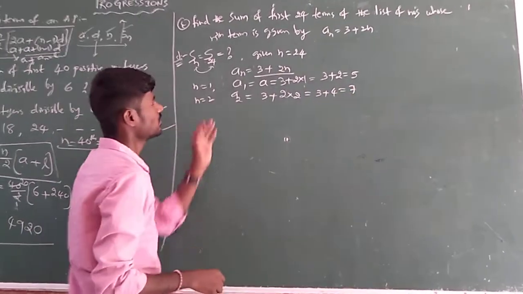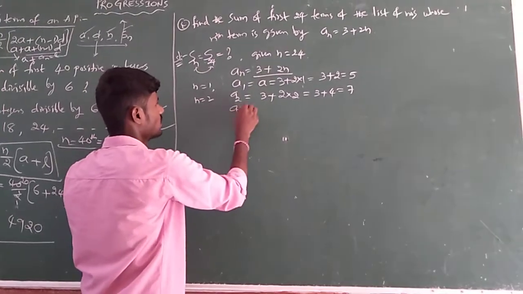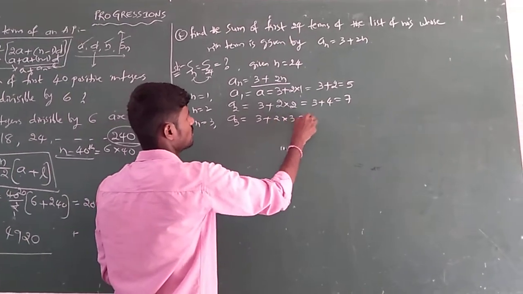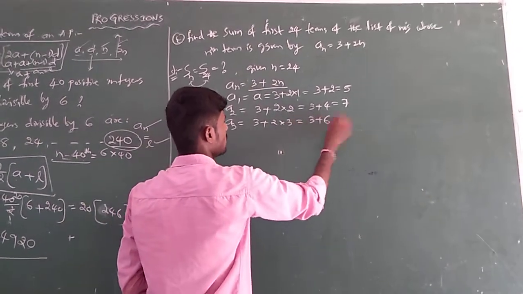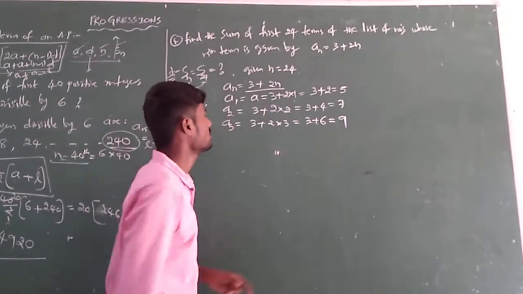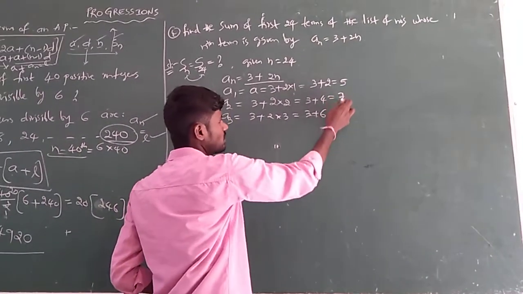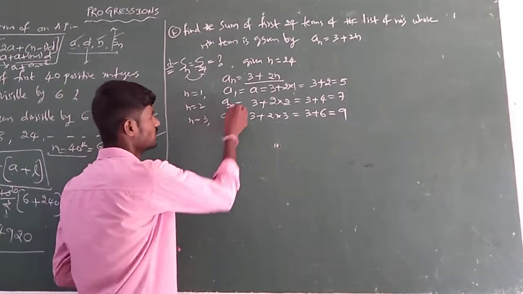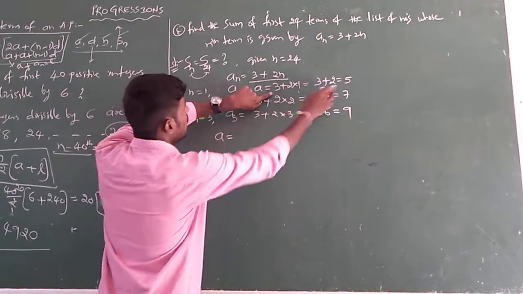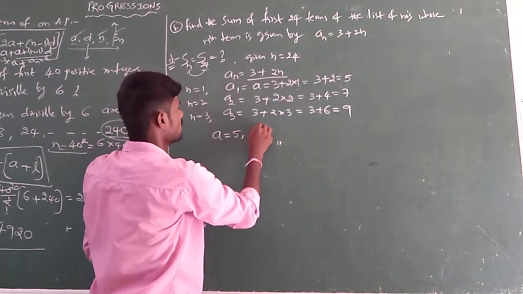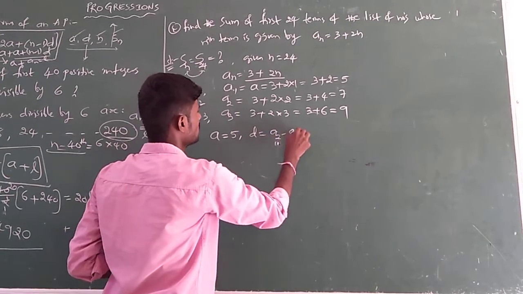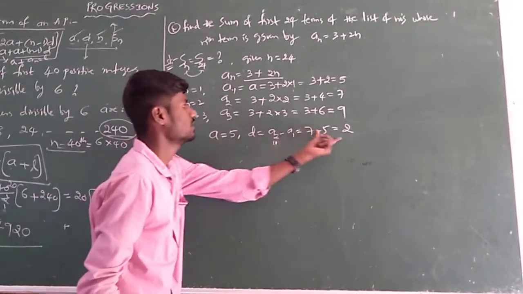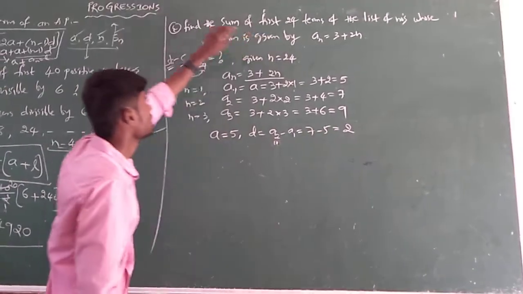7. Already they mentioned it is an AP, okay? So a3: n equal to 3, third term, 3 plus 2 into 3, 3 plus 6 is 9. If you observe here, what is the difference between each and every one? 2, 2, same, nothing but common difference. So from this we can get first term a as 5, and common difference d, nothing but the difference between them, a2 minus a1 or a3 minus a2, that is 7 minus 5, that is 2. So we got a as 5, d as 2, n as 24.